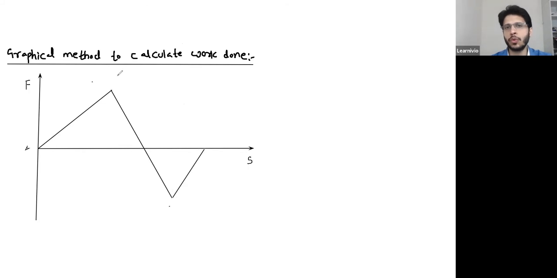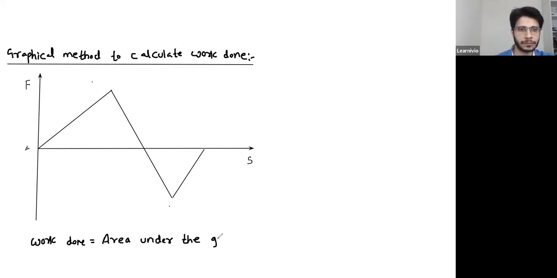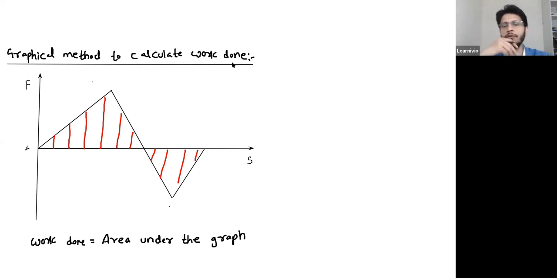If you want to calculate work done through this graph, then work done is the area under the graph. So this area under the graph is work done. If you have a force versus displacement graph, just calculate the area under it, and that area under the F-S graph will give you work. The work done is simply this area.